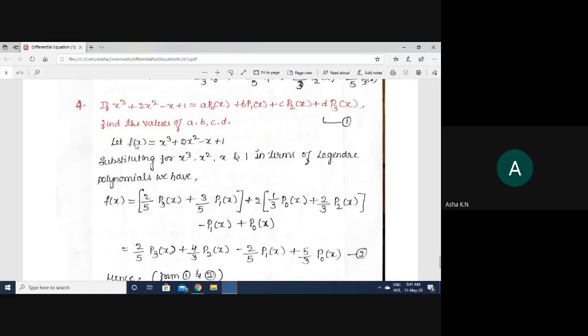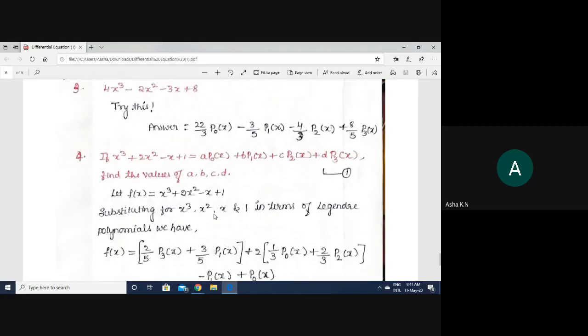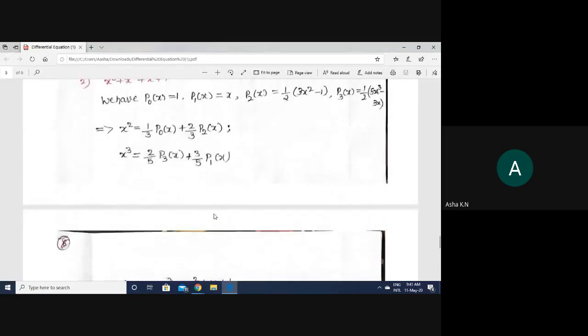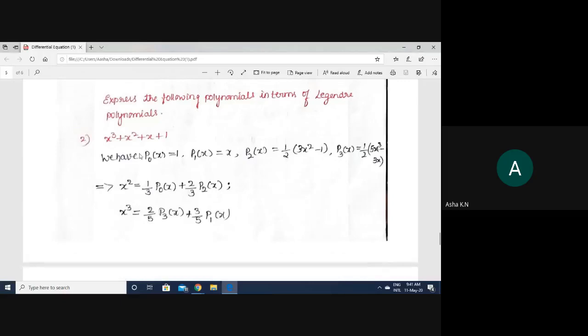The given function is f of x equals x cube plus 2x square minus x plus 1. Now we have to substitute for x cube. As I said, first you should write: we know that P naught of x is 1 and so on. This you have to write for every problem. After writing this, if you don't remember the x square and x cube expressions, cross multiply and do it there itself. It's fine.